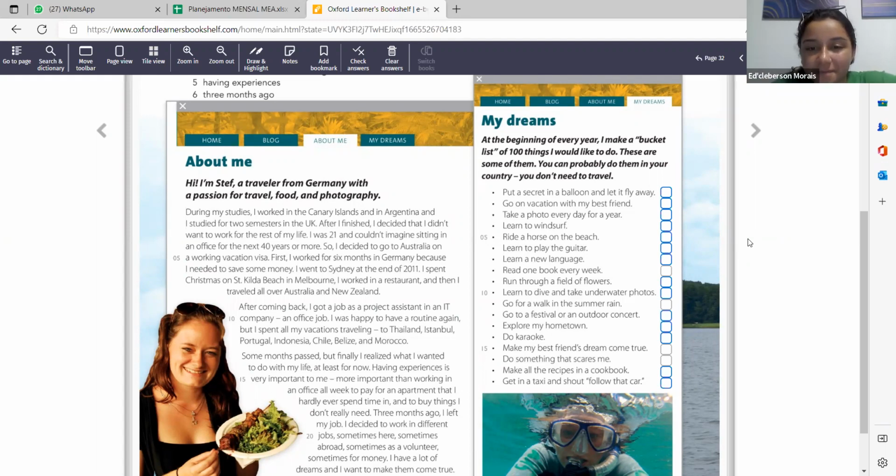Number two. Go on vacation with my best friend. Would you? Yes. Me too, right? Three. Take a photo every day for a year. No. I don't have this discipline to take a photo every day. I forget to take a photo. I tried to do it once, but I forgot.